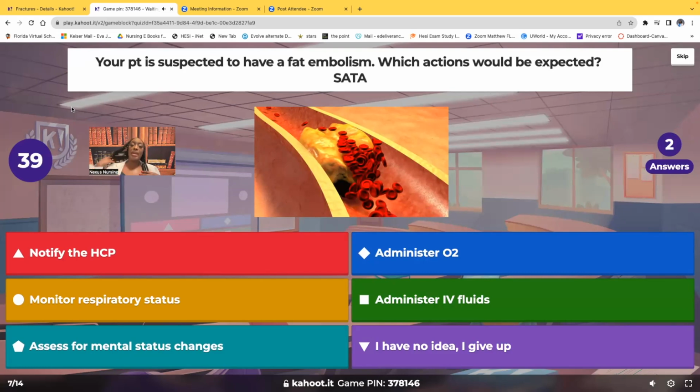Your patient is suspected of having a fat embolism. Which nursing actions would you expect to be taken?